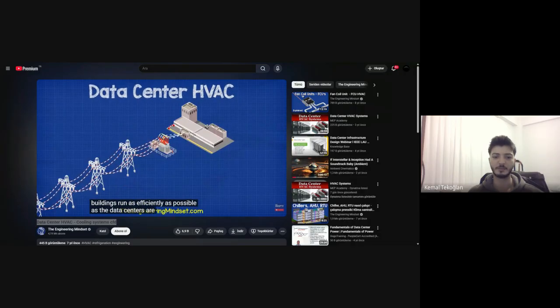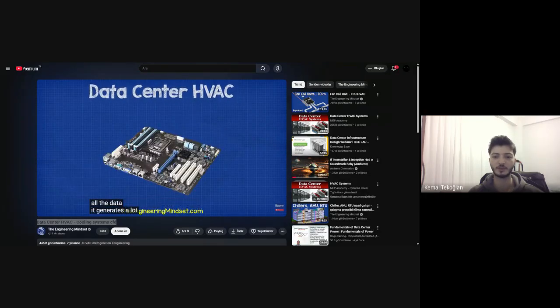As the data centers are operating 24/7, they can consume vast amounts of electricity, and as this electricity is used to power the servers and process all the data, it generates a lot of heat. This heat needs to be removed, otherwise the electrical components will overheat and fail or even catch fire.